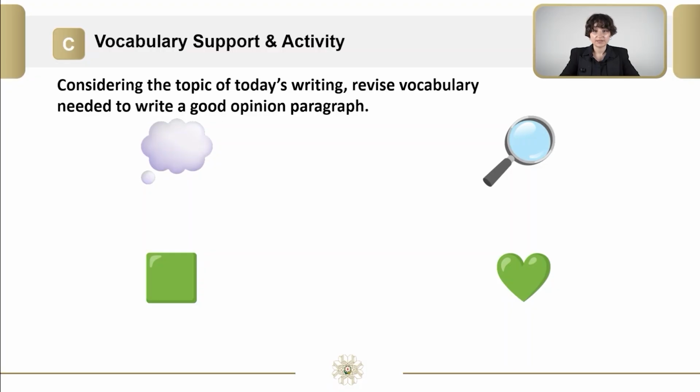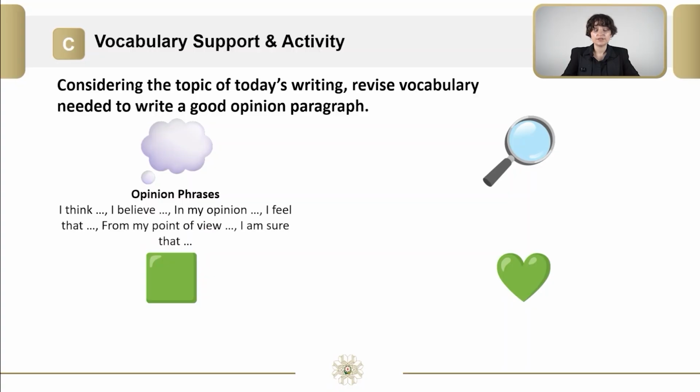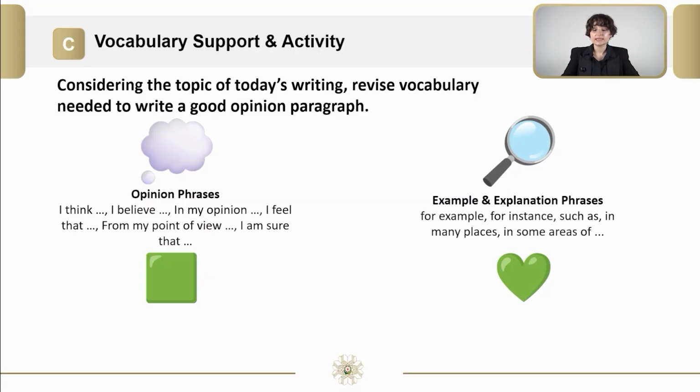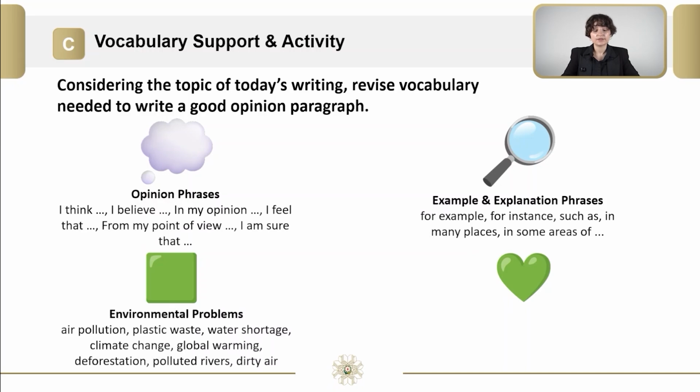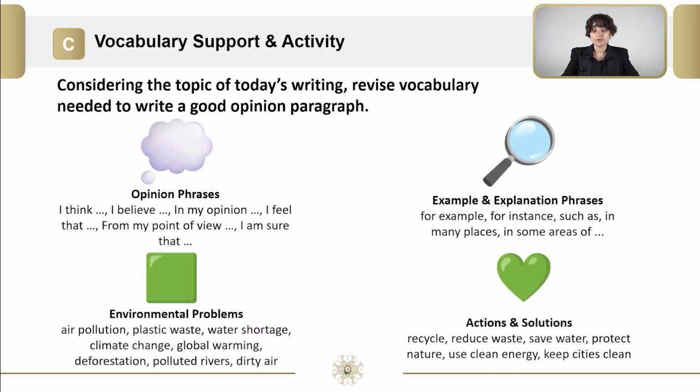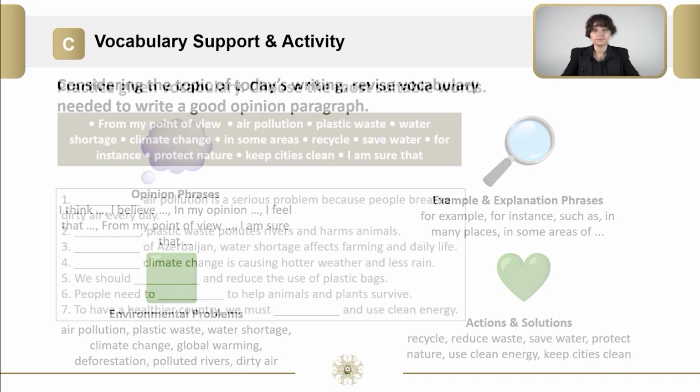Considering the topic of today's writing, let's revise vocabulary needed to write a good opinion paragraph. The first category is opinion phrases. The second, example and explanation phrases. The third category is environmental problems. And the last one, actions and solutions. Spend some time to get introduced with new vocabulary. I will wait for you on the next slide.